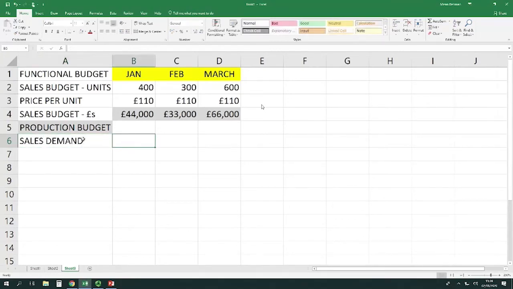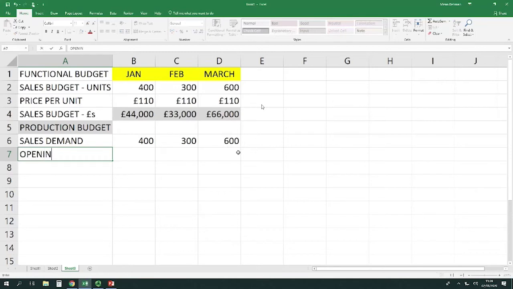And the sales demand is 400. Now, normally companies have some stock left as well. So they have an opening stock of the finished products. So opening stock or inventory.